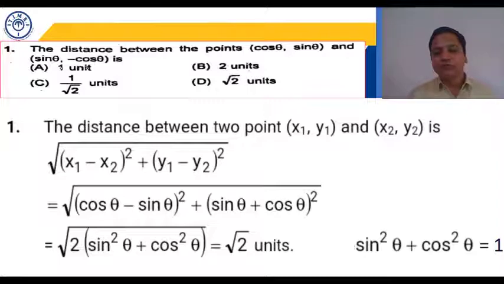That is, sin square theta plus cos square theta equal to 1. So the distance between the 2 points comes out to be under root 2 units. Now let's look at the options. Choice A is 1 unit, choice B is 2 units, choice C is 1 by root 2 unit, and choice D is root 2 units. So my answer comes out to be choice D. So we use a basic application of the formula to find the distance between 2 points whose coordinates are given to us.